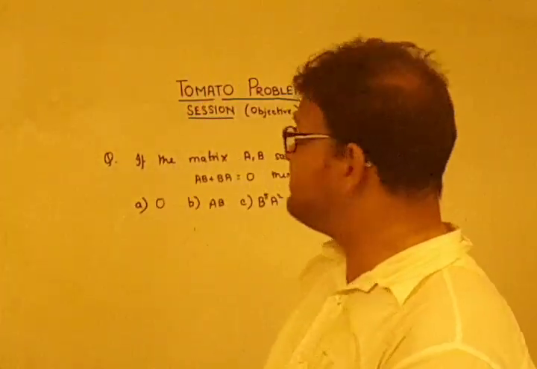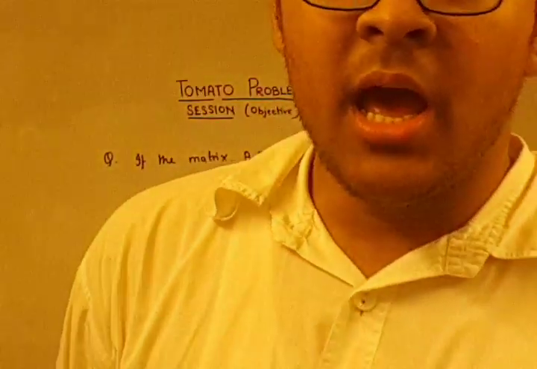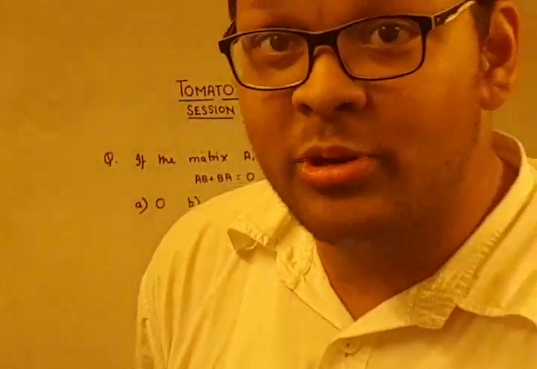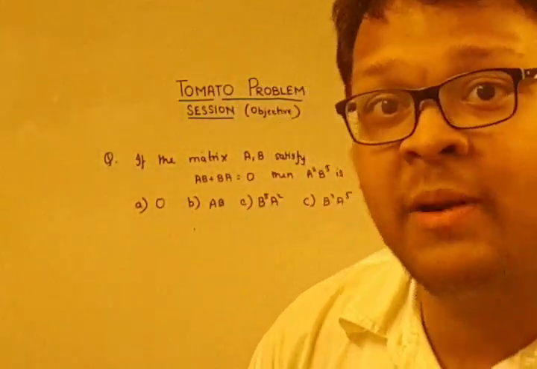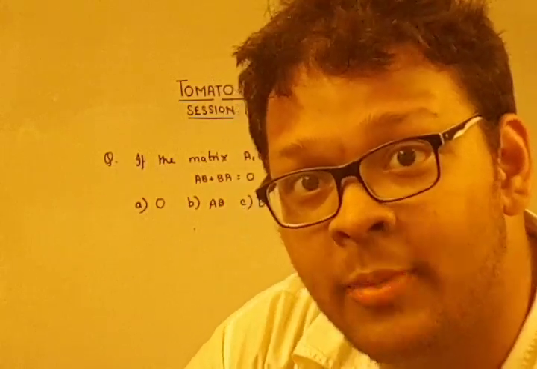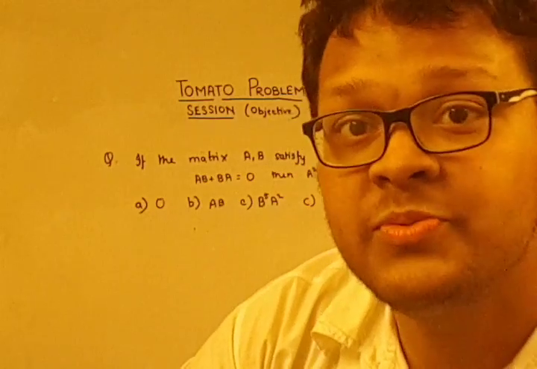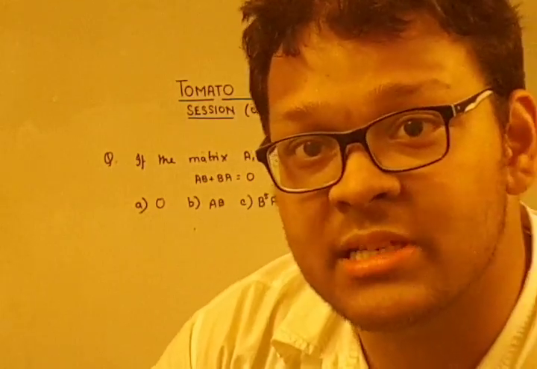TOMATO is basically the abbreviated form of this book, Test of Mathematics at 10+2 level, which is published by I.S.I themselves. So every I.S.I aspirant must have this book. It is published by I.S.I themselves, and it is a set of problems necessary to clear the I.S.I entrance examination. Problems from TOMATO usually appear in the examinations, and there are a lot of other problems which are frequently available in Shaurav's classes.